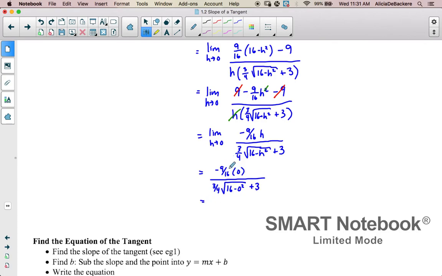All right, so the numerator comes out to 0, the denominator comes out to some value. Like I can take the square root of 16 is 4, and then I get 3 here, 3 plus 3 is 6. So I get 0 over 6, but that's just 0.